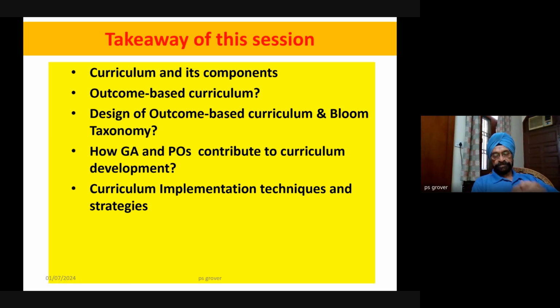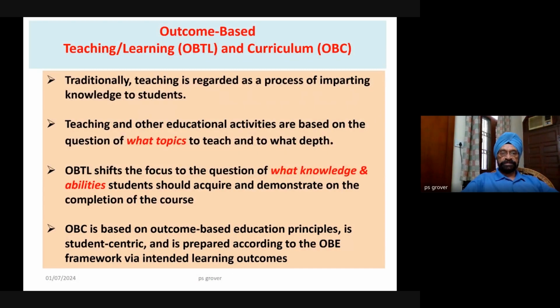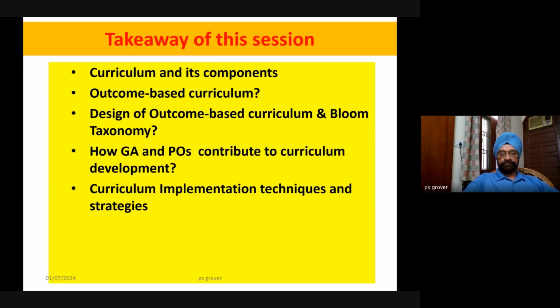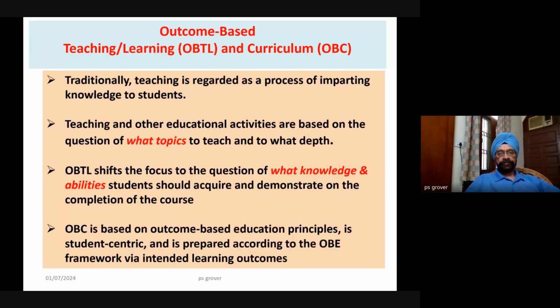Now, I have a request to make here. I would like this session to be fairly interactive. I know it's difficult to interact very much in the online mode, but still, I would welcome your questions. Maybe in between when I pose a question, or you can pose questions and I can answer them whenever it's convenient.